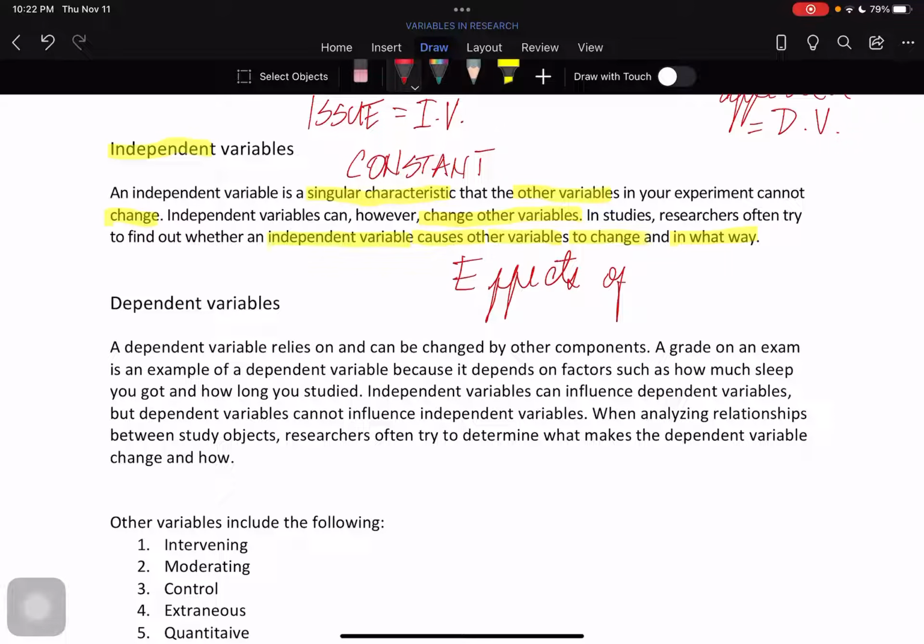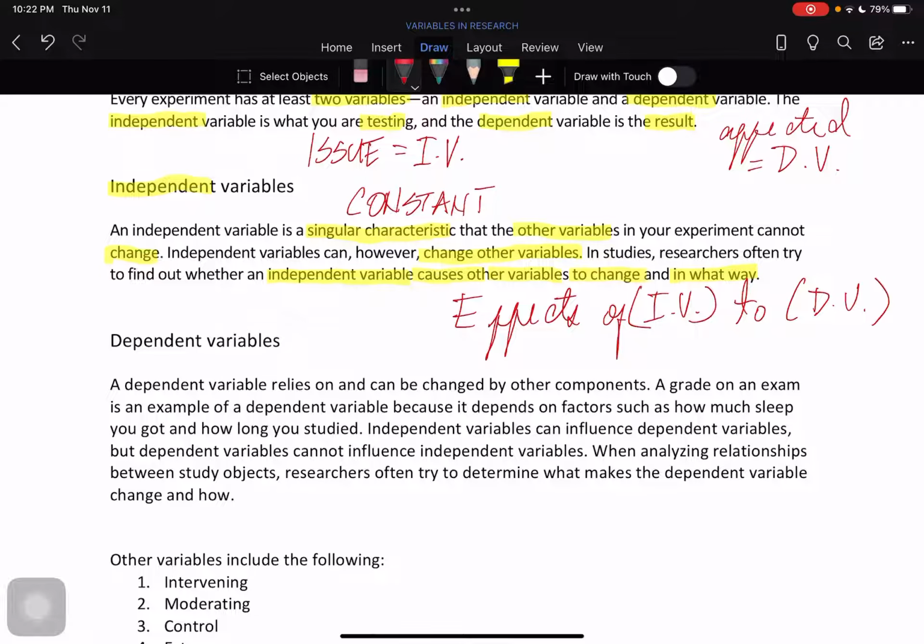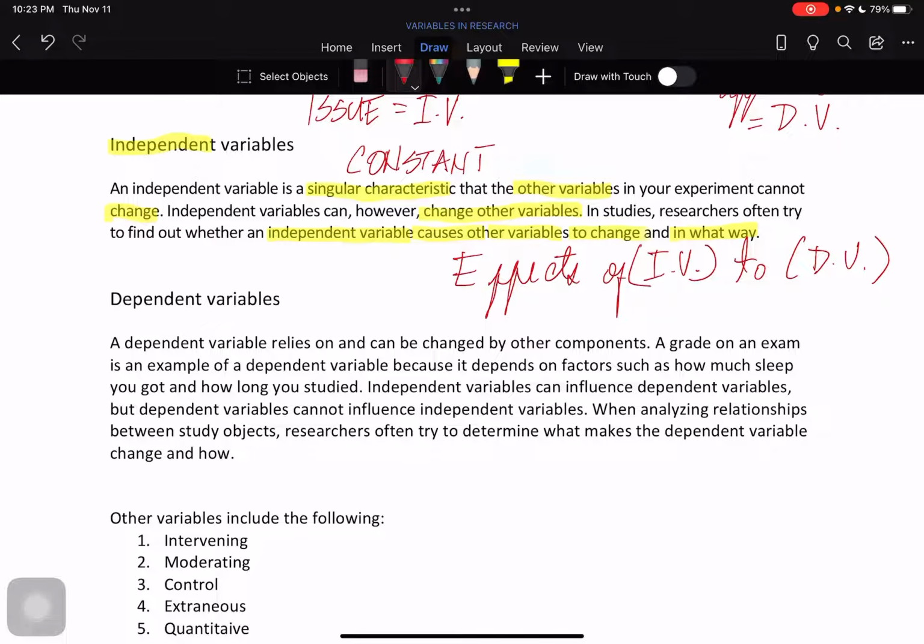The effects of the independent variable on the dependent variable. Okay? So again, the independent variable is the issue at hand, while the dependent variable is the one being affected. This is where you will find the result of the effect of the independent variable on the dependent variable. Basically, this is the characteristic of what we call an independent variable.